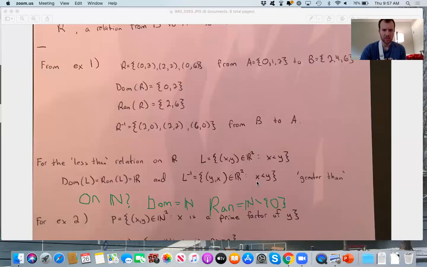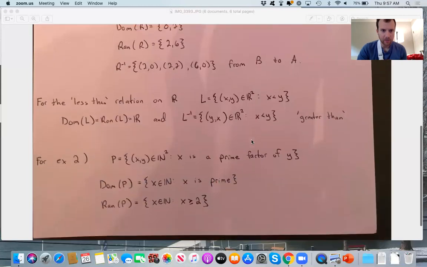Questions about either of these examples? Something that I can say to clarify any of this? Okay. Let me click that.